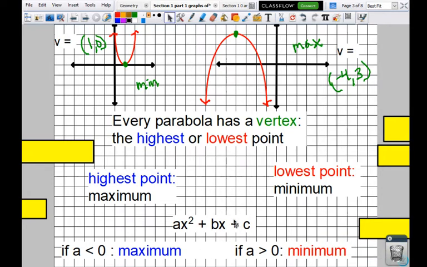So you don't actually need to see the graph to say whether it has a max or min. Just look at a, the thing in front. If it's less than 0, you can just say, oh, it's got a maximum. If it's greater than 0, you can just say, oh, it's got a minimum.